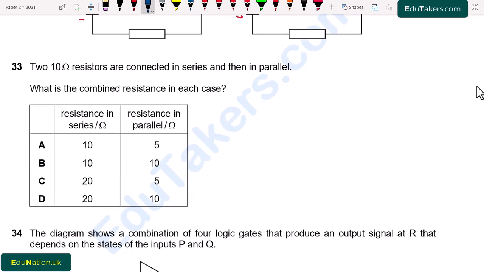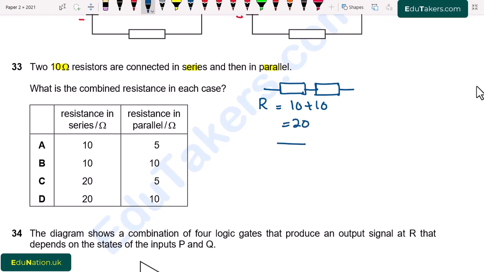Question number 33. Two resistors whose resistance is 10 ohms are connected in series and parallel. What is the combined resistance in each case? So here we have to find out the combined resistance of the series and parallel resistances. First of all, when the resistances are in series like that, the combined resistance is obtained by adding these individual resistances. So in the series circuit, resistance will be equal to 10 plus 10, which is equal to 20.